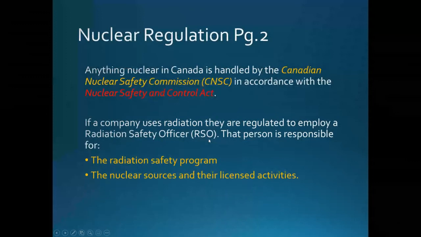So starting out now with regulatory requirements. So of course, nuclear, very dangerous, so highly legislated and regulated. Anything in Canada is handled by the Canadian Nuclear Safety Commission in accordance with the Nuclear Safety and Control Act. If you have nuclear devices on your site, or if a company uses radiation, they are required to employ a special person called the Radiation Safety Officer, who is responsible for the radiation safety program and all of the nuclear sources and licensed activities that they intend to use those sources for in their facility or company. And that's the main reason why you don't often get to work on them.